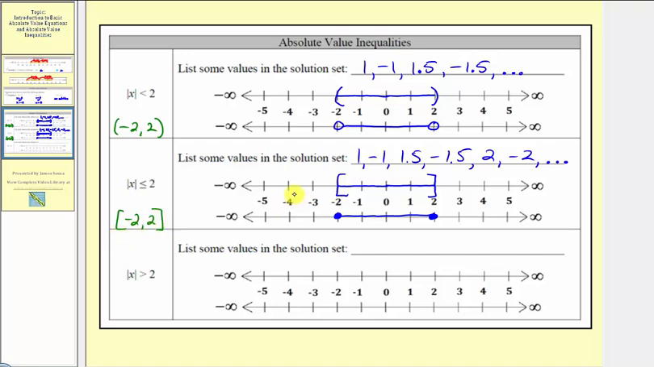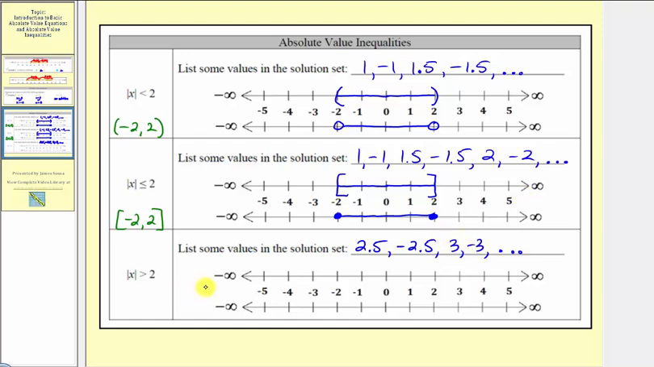And then finally, in our last example, we have the absolute value of x greater than 2. So now we want all the values whose distance from 0 is greater than 2 units, which should be all the values to the right of positive 2 or all the values to the left of negative 2. So if we wanted to list some of these values, we have an infinite number of choices, but let's say 2.5 has a distance from 0 that's greater than 2 units, as well as negative 2.5. We could also say 3 or negative 3, and so on.